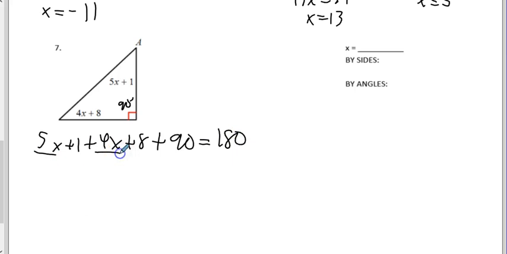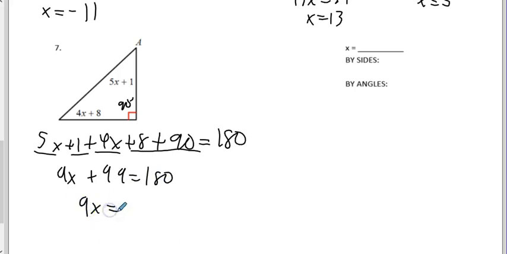So 5x plus 4x is 9x. 90 plus 8 plus 1 is 99 equals 180. If I subtract 99, 180 minus 99 is 81. And if I divide, I get x equals 9.